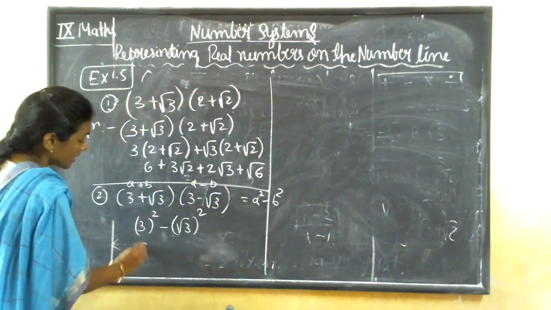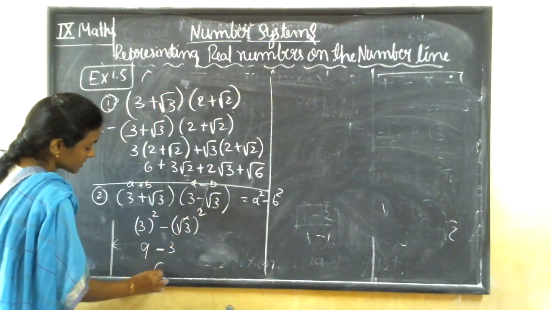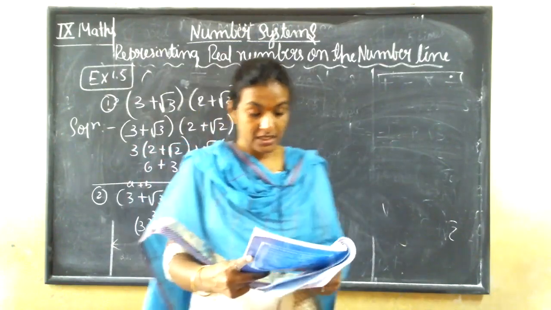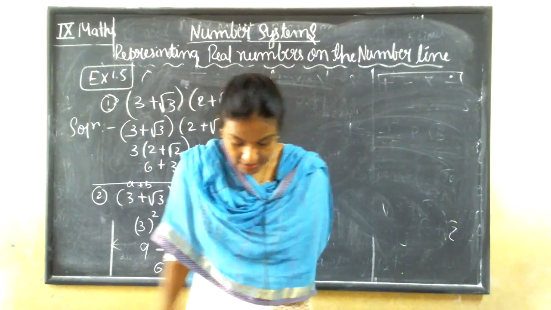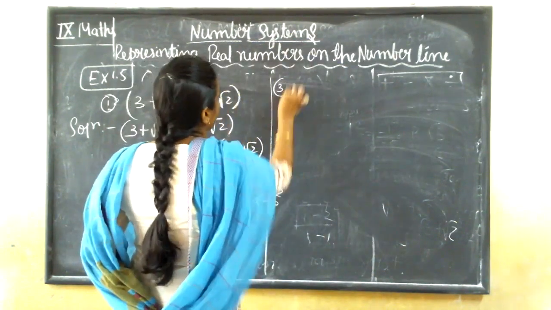So 3 3s are 9 here. Root 3, root get cancelled here. That is 3. So our answer is here what here? 6. The answer is here 6. Okay. Yeah. Next come to third main. Third main is very interesting here.